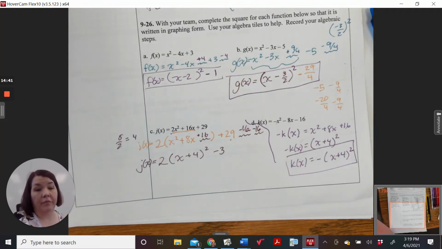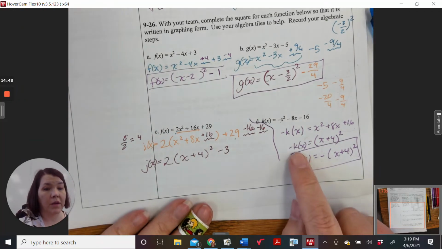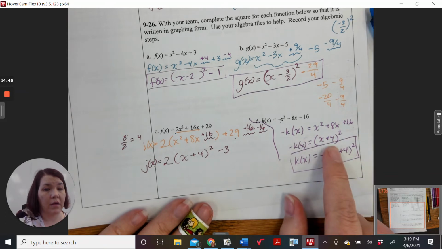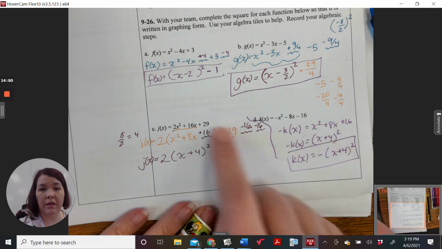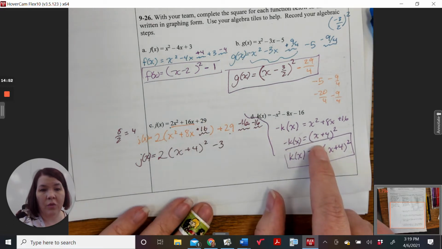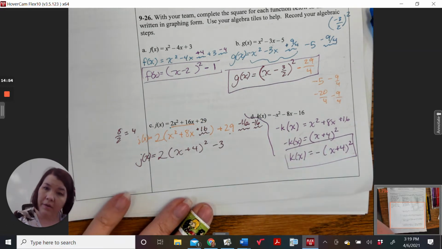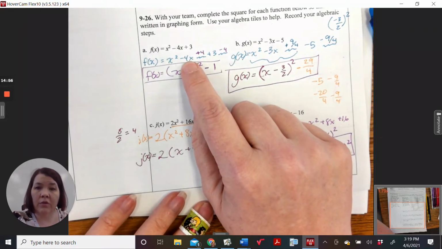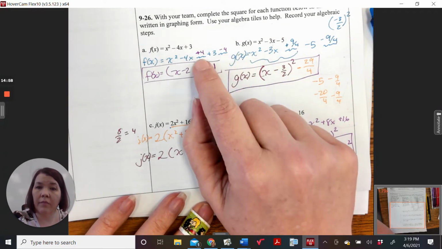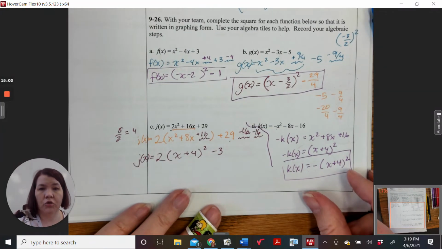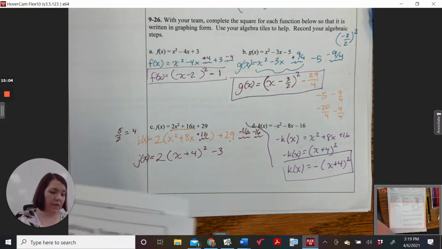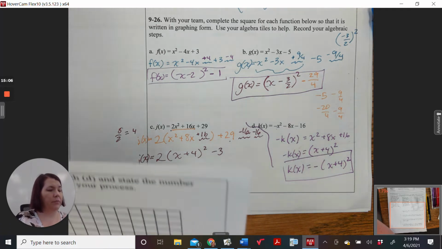Ta-da! Different paper, different work. But so this becomes x plus 4 was already done. Half of 8 is 4. 4 squared is 16. Right from there, just stole it, and then I just minus it back. This one, half of 4 is 2. 2 squared is 4. x minus 4. It's right there. Okay. Straightforward. All right, we're going to use that to help us in the next problem.